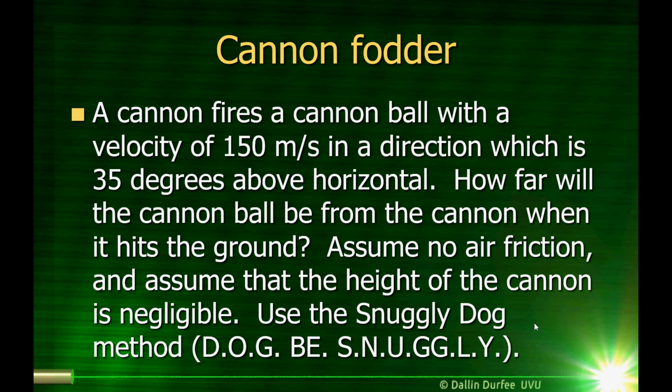So let's do this one here. A cannon fires a cannonball with a velocity of 150 meters per second in a direction which is 35 degrees above horizontal. How far will the cannonball be from the cannon when it hits the ground? So we're going to find the range of a cannon here. Assume no air friction and assume that the height of the cannon is negligible. So that means the initial position of our cannonball is effectively 0 in the y direction. Use the Snuggly Dog method.